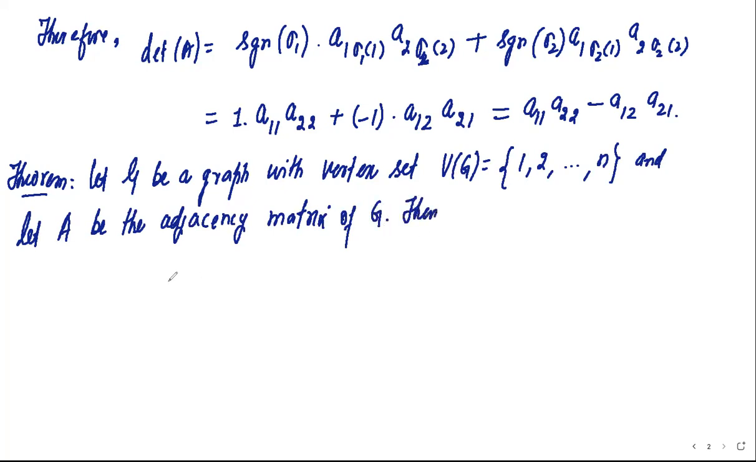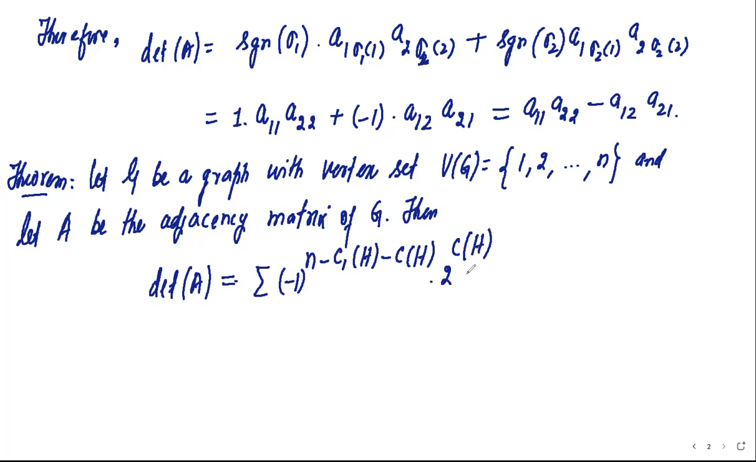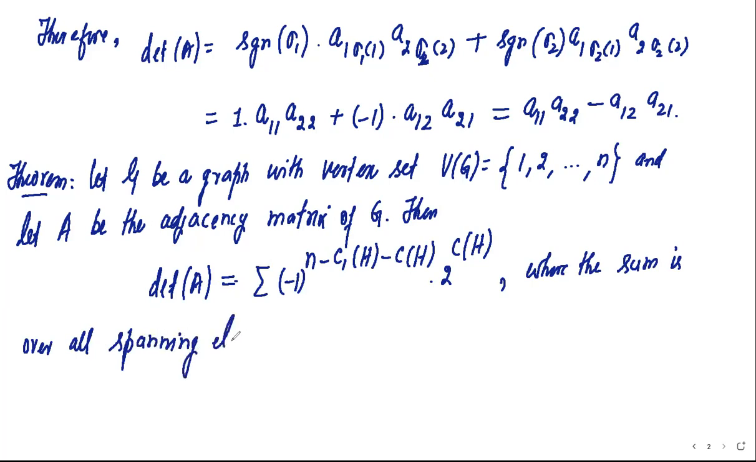Then the determinant of A, where A is the adjacency matrix of G, is equal to the summation of (-1)^(n - c1(H) - c(H)) times 2^(c(H)), where the sum is over all spanning elementary subgraphs H of G.